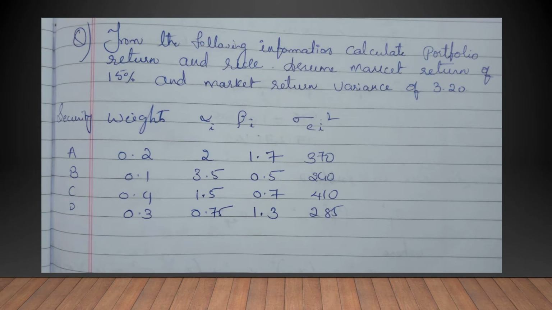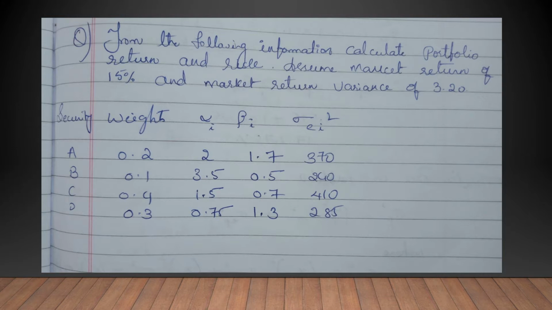From the following information, calculate portfolio return and risk. Assume market return of 15% and market return variance as 3.2. So here you have to find out the portfolio return as well as risk. Market return is given, it is 15%, and market return variance is also given, that is 3.2.